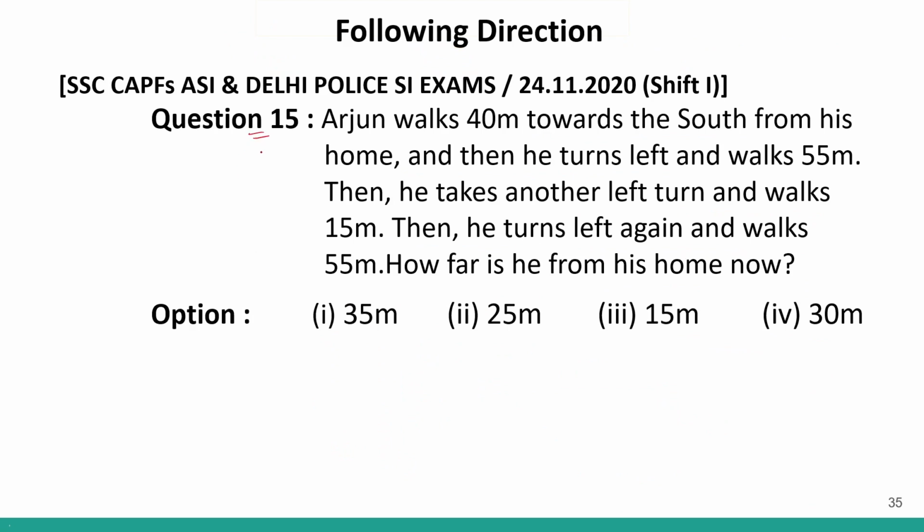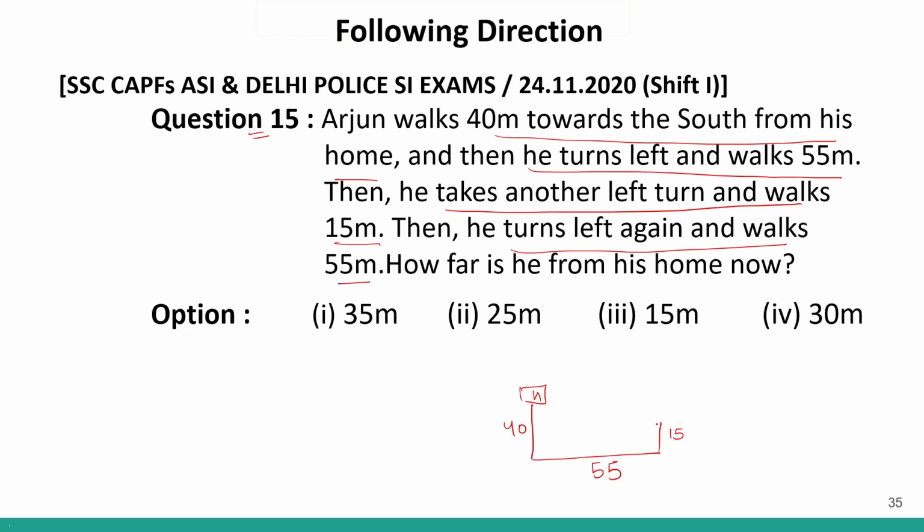Question number 15. Arjun walks 40 meters towards the south from his home. So let's say this is the home. He walks 40 meters towards the south. And then he turns left and walks 55 meters. So left will be this direction, 55 meters. Then he takes another left and walks 15 meters. So left 15 meters. And then he takes left again and walks 55. So left again, he'll go back along this 55 meters.